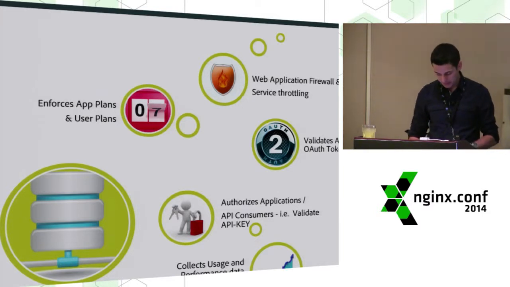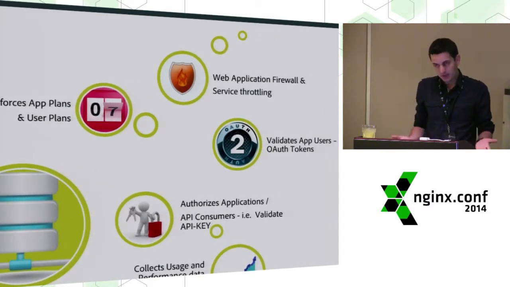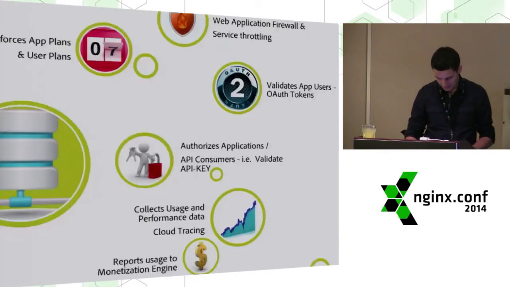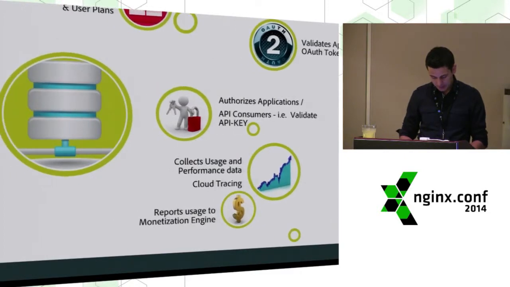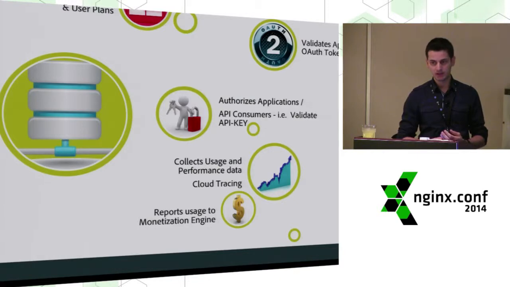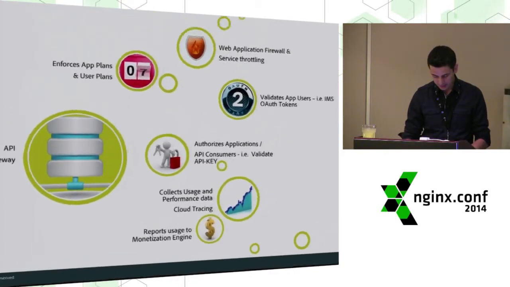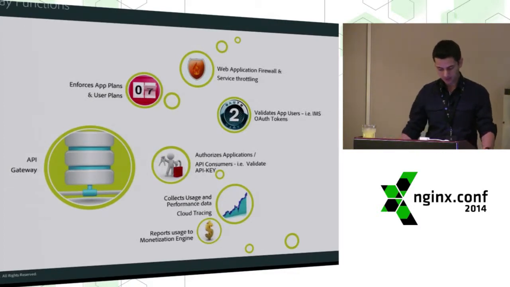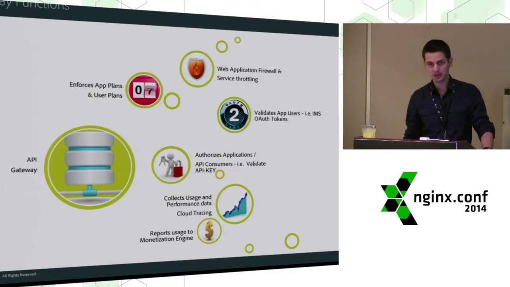So we put this in the gateway. And then, of course, if you don't have a firewall in the gateway, it's difficult to implement some of the rules. And then there are components that collect usage and performance data, help you do some cloud tracing, and then send the data to a monetization engine that runs a bill at the end of the month. So these are pretty much the features that we identified out of a couple of years of work, the most common things that are happening. So no XML, JSON, no SOAP, only REST.